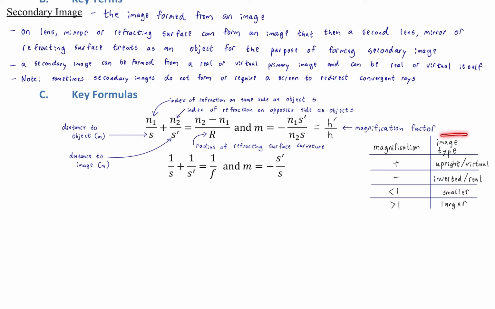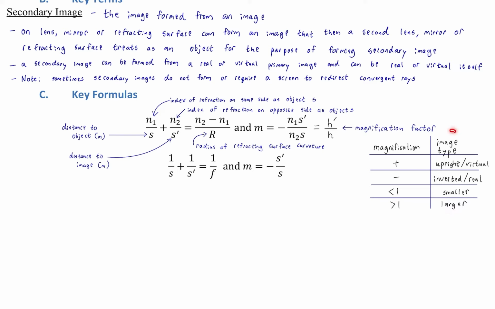All right, here is the table of what magnification means. If it's positive, that means the image is upright and virtual. If it's negative, it's inverted and real. If the magnitude of m is less than 1, then the image is smaller than the object. If the value of m is greater than 1, then the image is larger than the object.